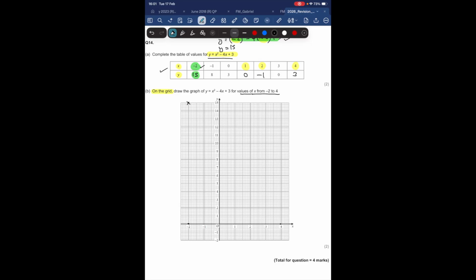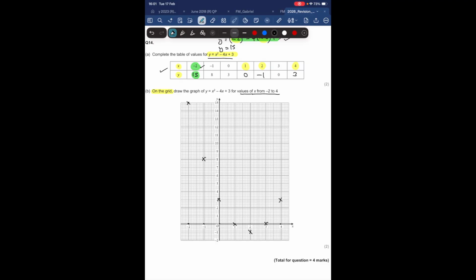The next coordinate, I'm going to minus 1 across, and then I'm going 8 up, which takes me to here. The next coordinate, I'm going 0 across, 3 up, which takes me to that point there. The next coordinate, I'm going 1 across, 0 up, so I'm going to be here. The next coordinate, I'm going 2 across, and then I'm going down minus 1. Next coordinate, I'm going 3 across, and then I'm going up 0, so it'll be positioned exactly here. And then the last coordinate, I'm going 4 units across, and I'm then going 3 units all the way up, which takes me to this point here.